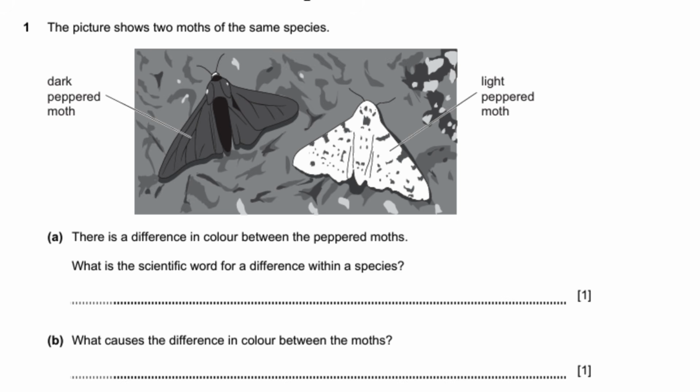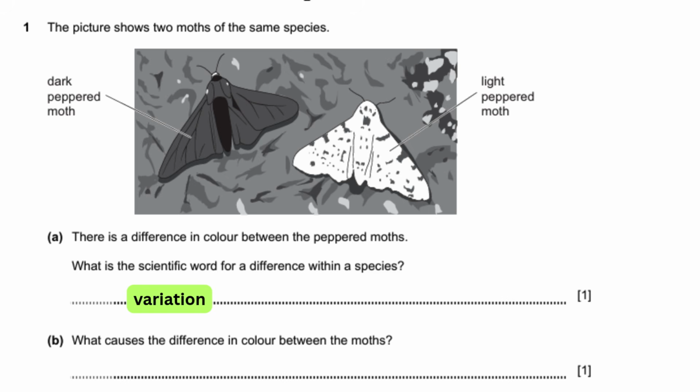The picture shows two moths of the same species, dark peppered moth and light peppered moth. Okay, one of them is dark and the other is light. In A, there is a difference in color between the peppered moth. What is a scientific word for a difference within a species? The difference between individuals of the same species is called variation.